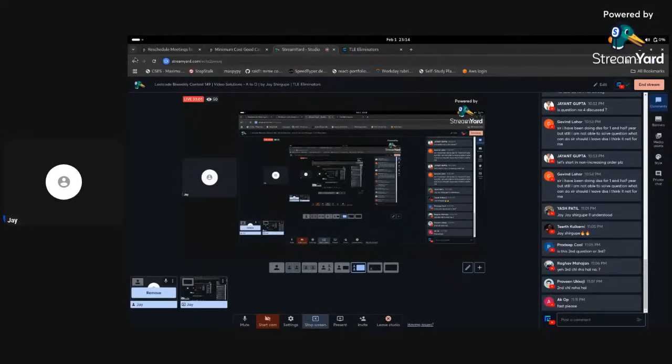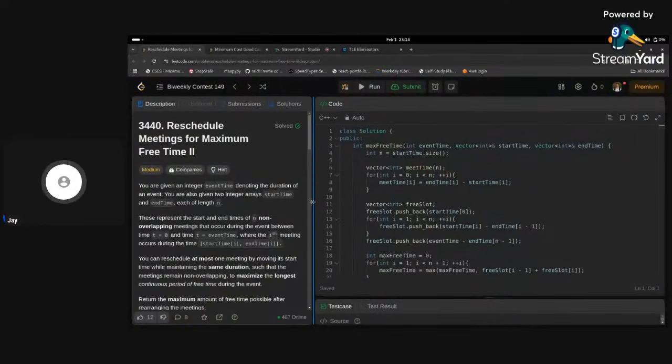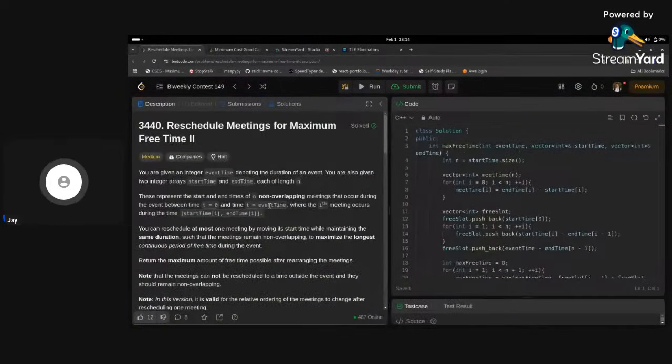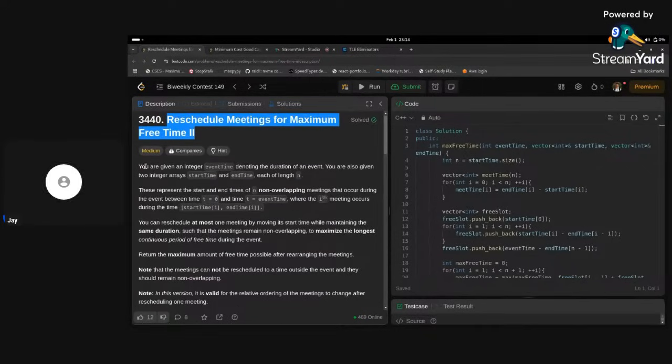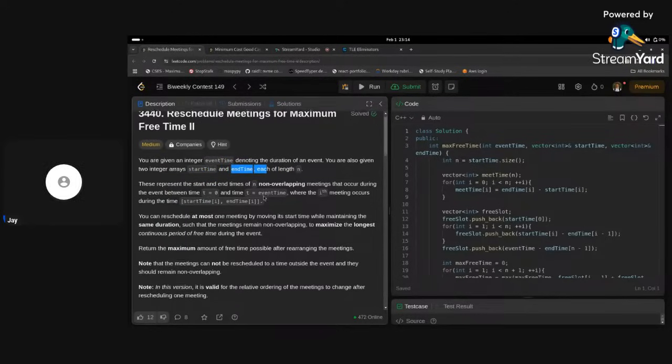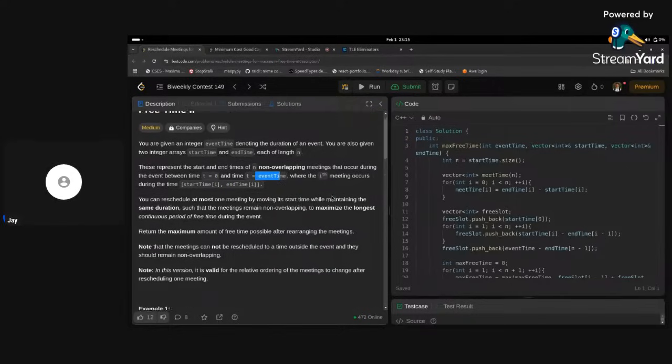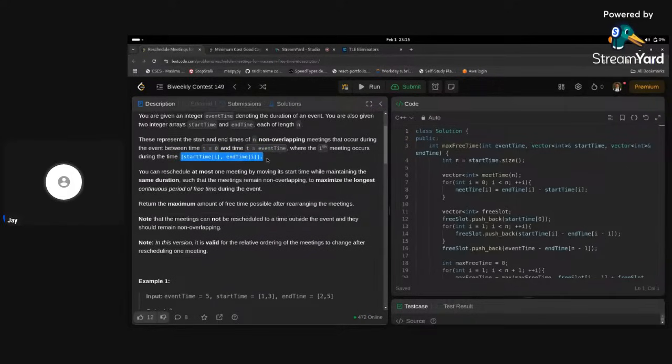All right. Now let's move to the third question. The third question was also reschedule meetings with maximum free time. This was similar to the second question. In this, we were given an integer event time, same as previous time. We had this event time, and we were given the duration of event, and we again had n meetings, each with a start time and end time. And over here too, the n meetings were non-overlapping, and all of them had to lie between time t equal to 0 to event time. And the ith meeting basically occurred between start and end time.